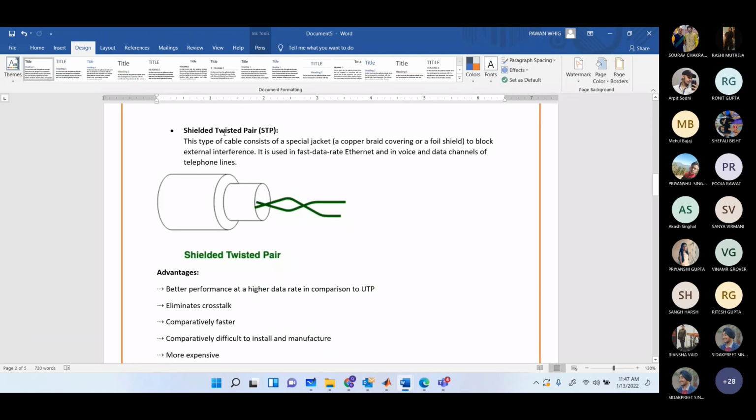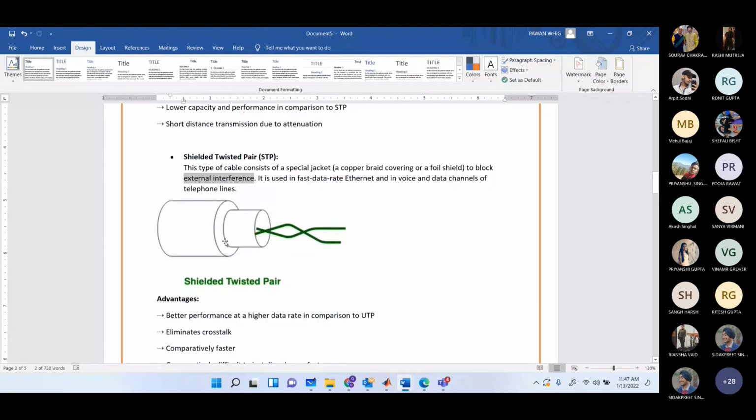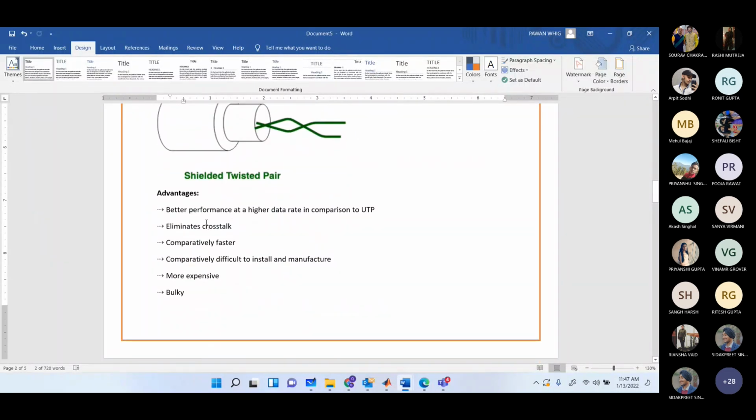Now, what is shielded twisted pair? It is a copper wire covered with a foil shield. That's it. The only difference is there is a shield over it to block external interference. So it is more protective than your UTP, because of this extra case which protects it. Let's see its advantages: better performance at a higher rate than UTP, and it eliminates crosstalk.